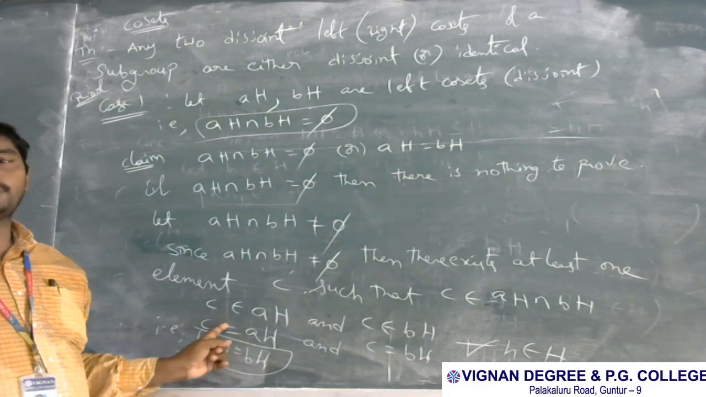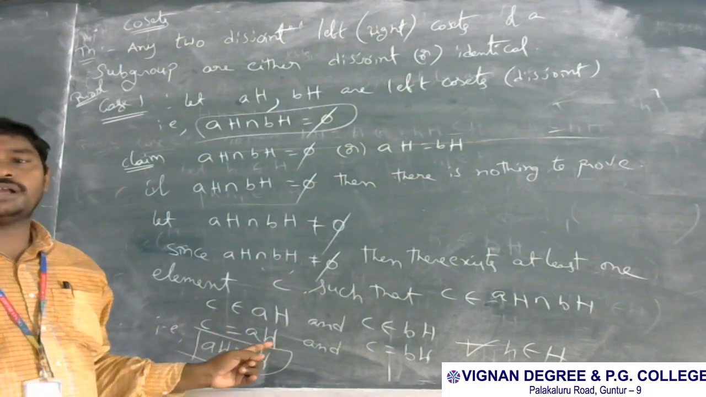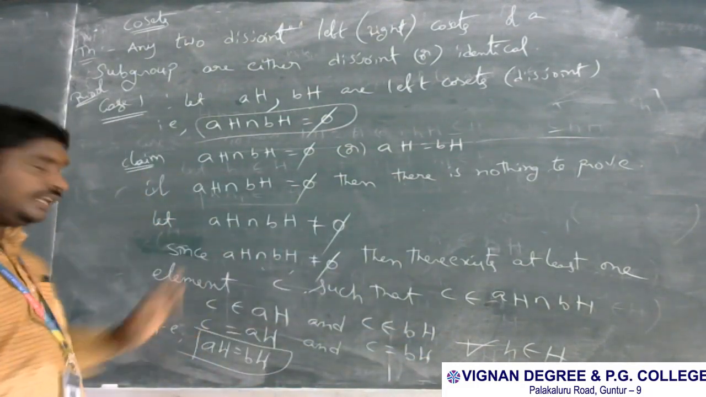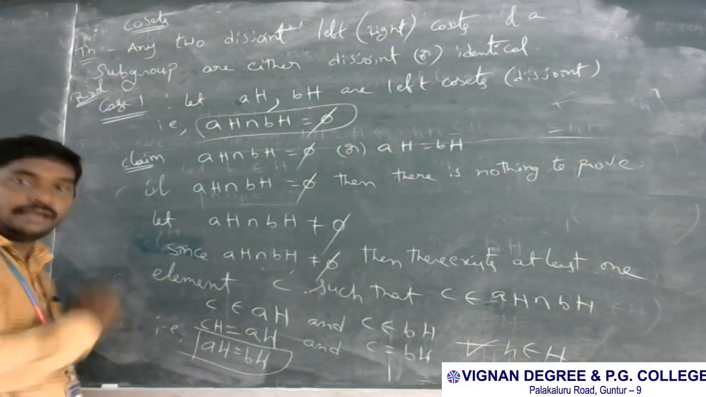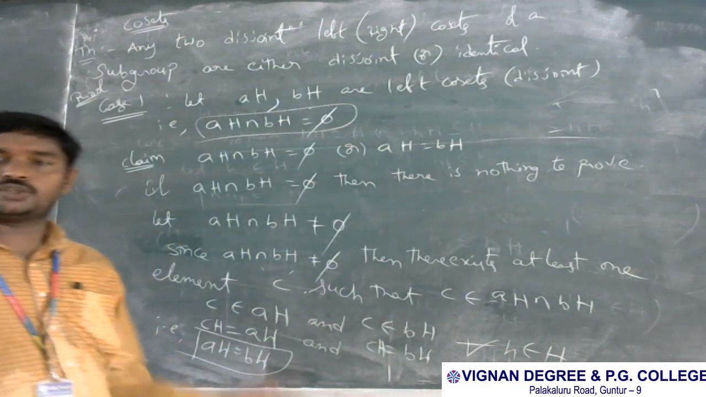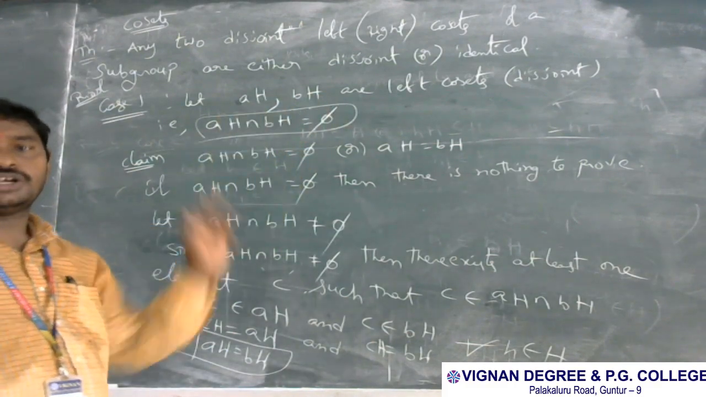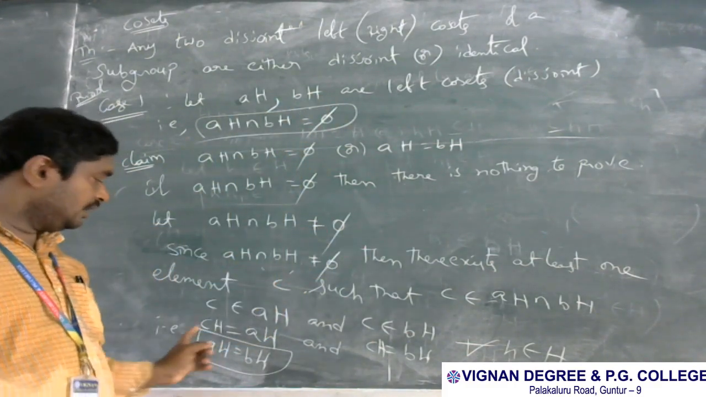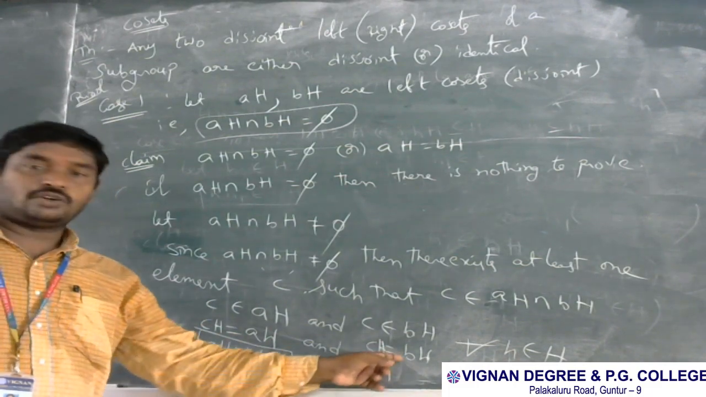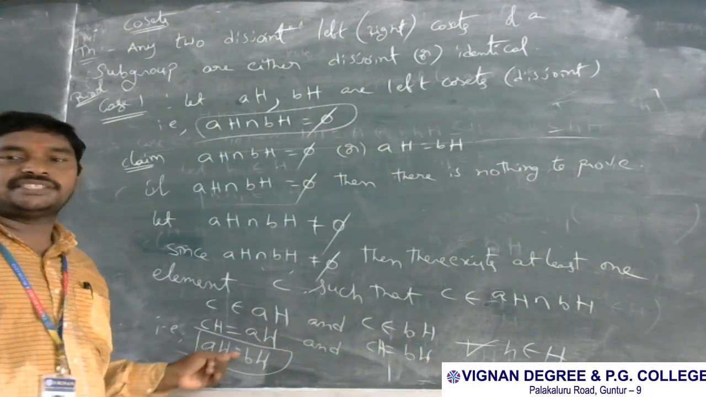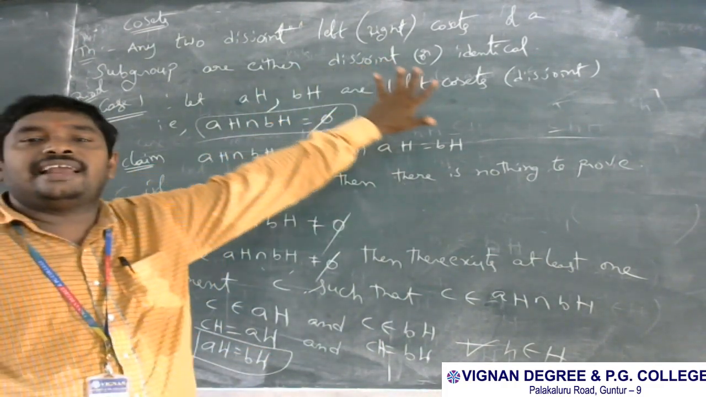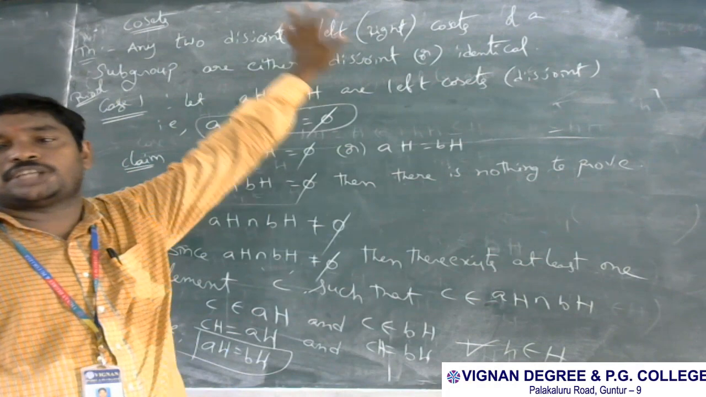Next, I am removing belongs to. Then we can simply write c is equal to a into h, and c is equal to b into h. If you have any doubt, we can write c into capital H is equal to aH, and c into capital H is equal to bH also. So cH is equal to aH, cH is equal to bH, then aH must be equal to bH. So this is the left coset proof.